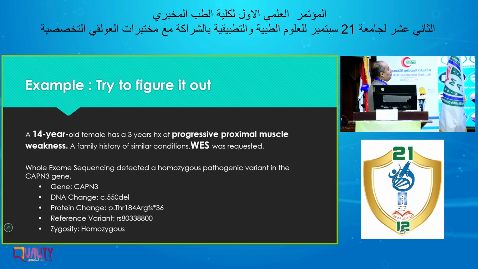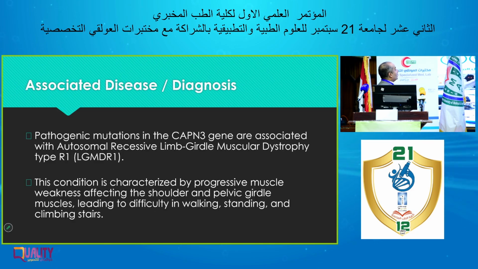I have a 40-year-old female patient with a 3-year history of progressive proximal muscle weakness. A family history of a similar condition was present, and we sent for whole exome sequencing, and the result was the CAPN3 gene. This gene is responsible for this presentation. Pathogenic mutations in the CAPN3 gene are associated with autosomal recessive limb-girdle muscular dystrophy type R1. This condition is characterized by progressive muscle weakness affecting the shoulder and pelvic girdle, so it leads to difficulty in walking, standing, and climbing stairs.